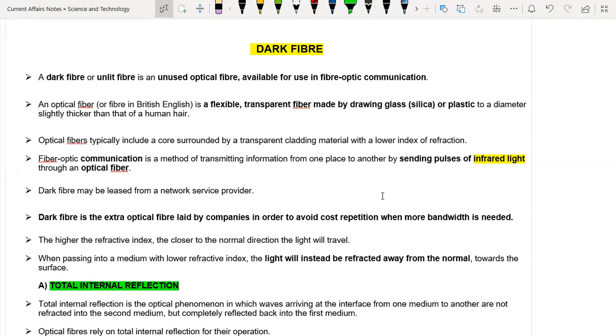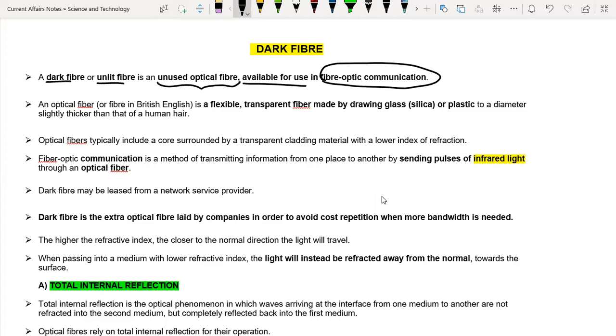Dark fiber is basically an unlit fiber, or you can say an unused optical fiber available for fiber optic communication. That means you have, say, 100 optical fibers, and 90 are in use and 10 are not in use. These remaining 10 are called dark fiber, or unused optical fiber, which you can use for fiber optic communication.